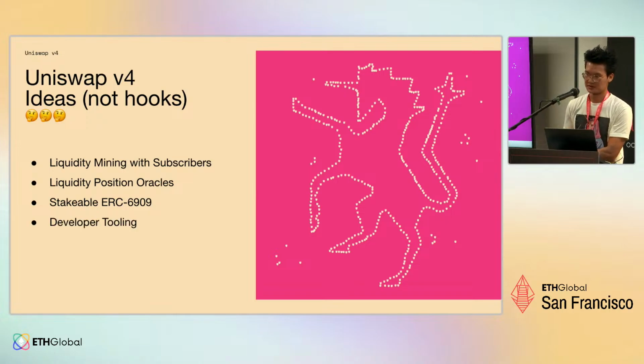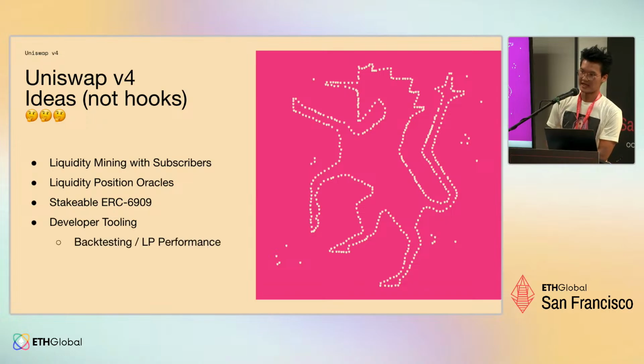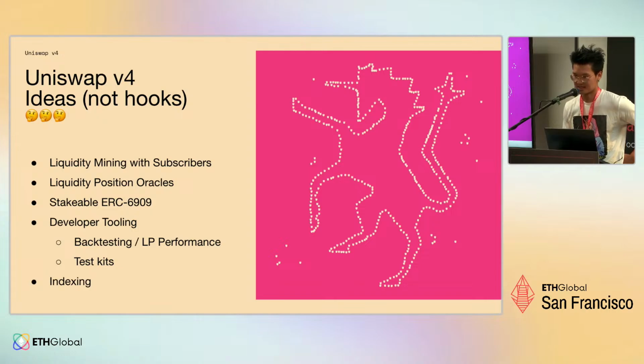Lastly, we also have developer tooling. So things like backtesting LP performance. One of the things that we're super optimistic about at the foundation is LP profitability. You can design hooks that increase LP profitability, but it's always good to back that, instead of just going out on Twitter and saying, oh, this hook is amazing. So building tooling that can verify and backtest a pool's performance, I think is pretty sweet. Testing kits, of course, are super useful. And lastly, indexing is also a really great topic within V4.